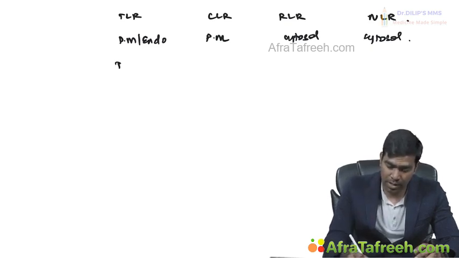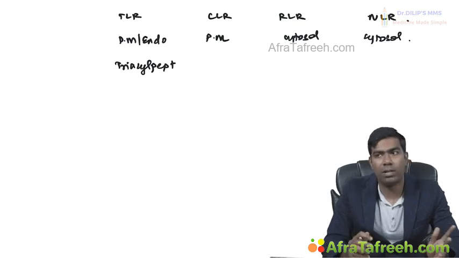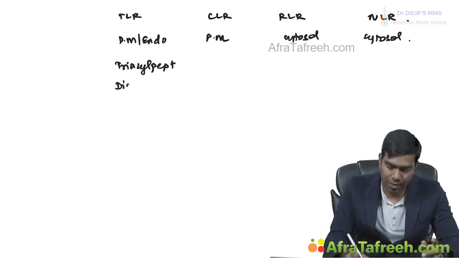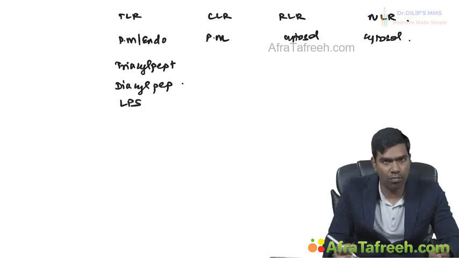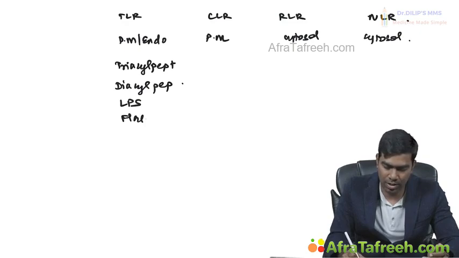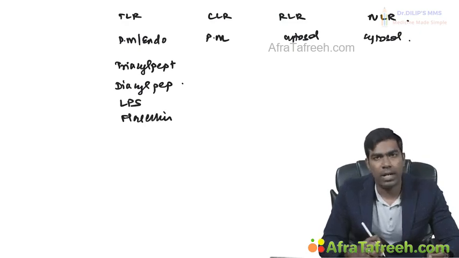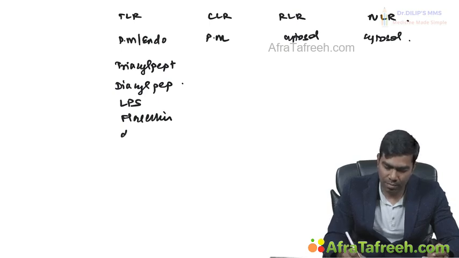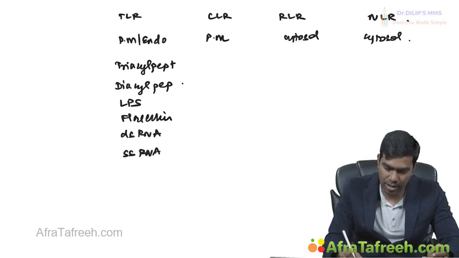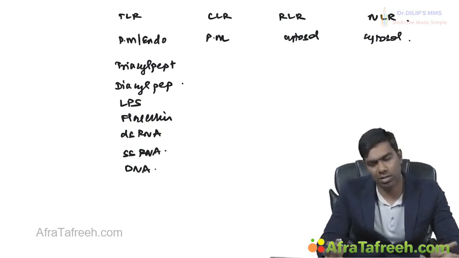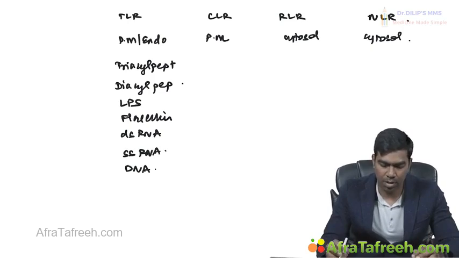They are going to typically recognize triacyl peptides, which I told you, by TLR1 and 2. Then you have diacyl peptides, typically by the TLR2 and 6 complex. Then LPS is recognized by TLR4, and flagellin by TLR5. Then you have double strand RNA by TLR3 and single strand RNA by TLR7 and 8, and finally unmethylated CpG sequence DNA, that is by TLR number 9.